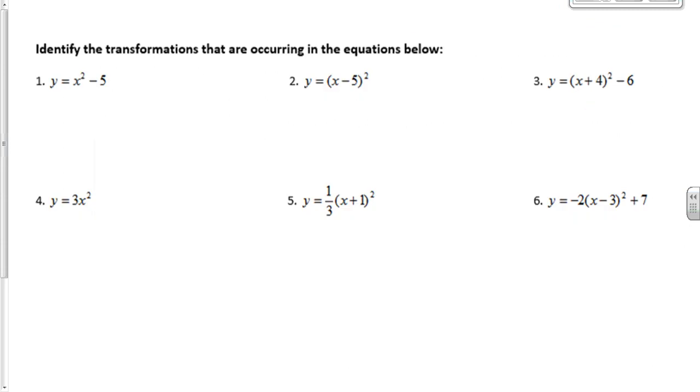Okay, so on these 6, you're not having to sketch, you're just literally writing what has occurred. So on number 1, the only thing that is different from the parent function is that -5. It's outside of the parentheses, so that means it has been shifted down 5. That's all you write. Number 2, this one is inside the parentheses, right? So that means it's a left or right. Since it's minus, that means it has gone to the right 5. Okay. Number 3 has 2 things in one. We've got the -6 and the +4. So that's 2 things. See if you can write them down really fast. Okay. This means that it has gone down 6 and to the left 4.